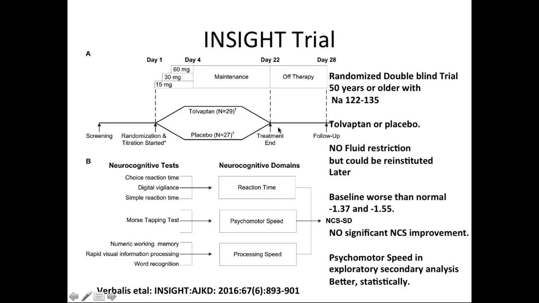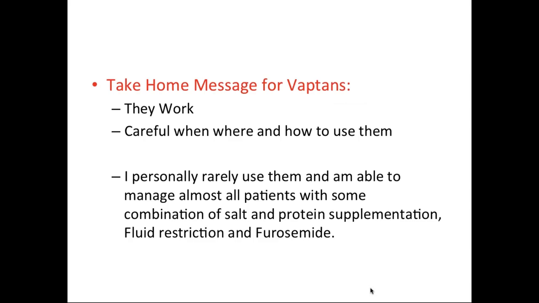However, at the end of the study, at day 22, there was no difference between those on tolvaptan and those on placebo in the total neurocognitive scoring. When they did sub-analysis and secondary analysis, the psychomotor speed was better statistically. Whether it was clinically significant or not is still unanswered.